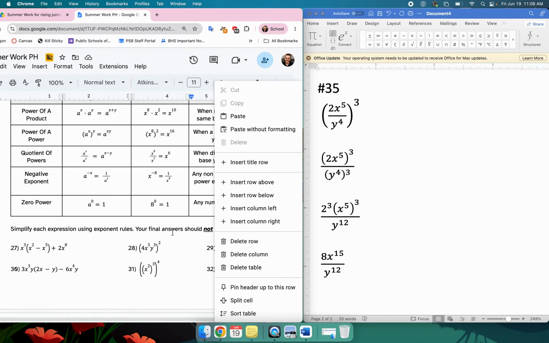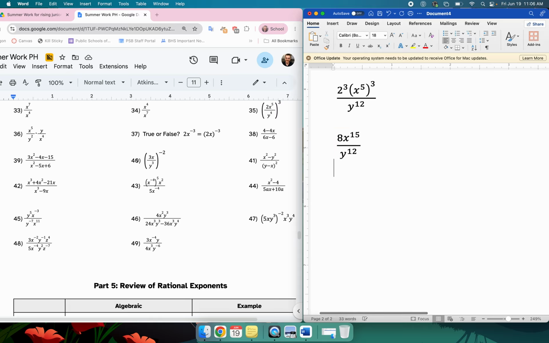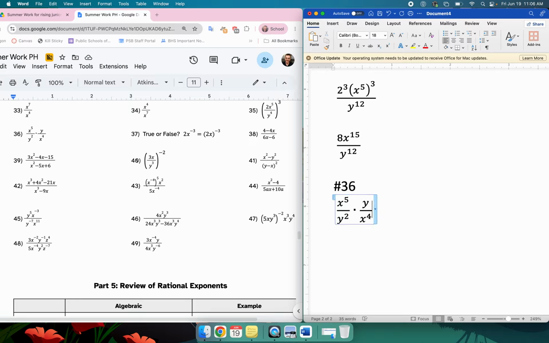Number 36, we have the expression x to the 5th over y squared times y over x to the 4th. Whenever you multiply two fractions, you just multiply across the top and the bottom. So you multiply the two numerators and get x to the 5th y, and you multiply the two denominators, that's y squared x to the 4th.